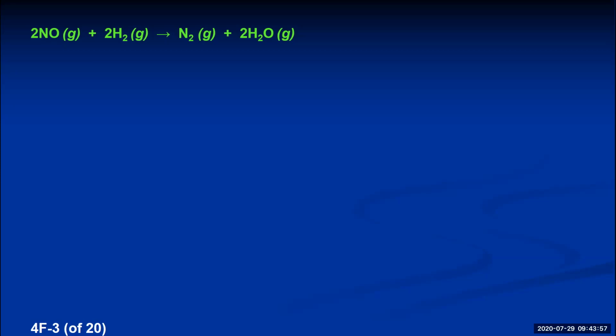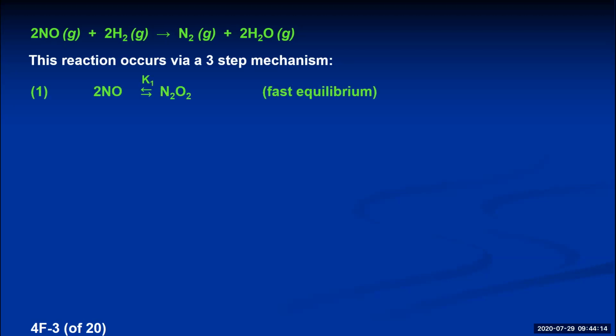We can experimentally determine what x and y are, but if you actually know the mechanism of this, you don't have to do experimental work. You can predict what the rate law is directly from the mechanism. So this reaction, it's been studied, it actually occurs via a three-step mechanism. There's an equilibrium in which two nitrogen monoxide molecules combine to form an N2O2 molecule.